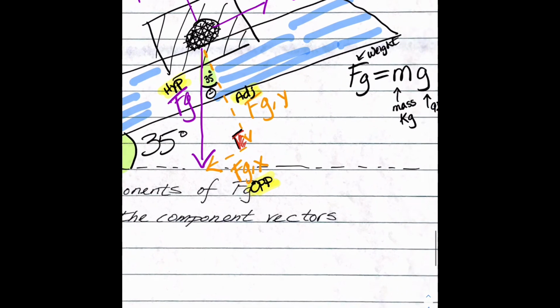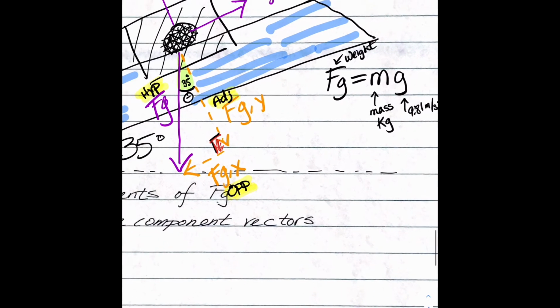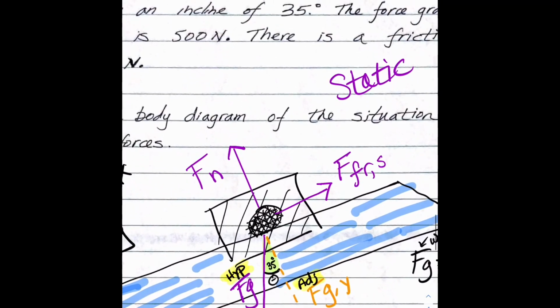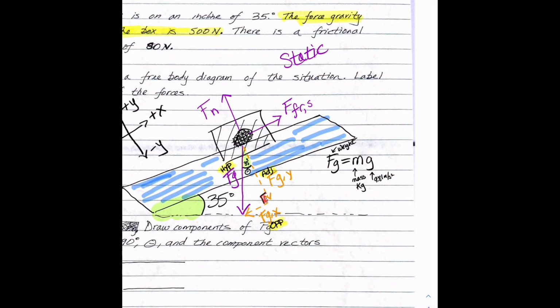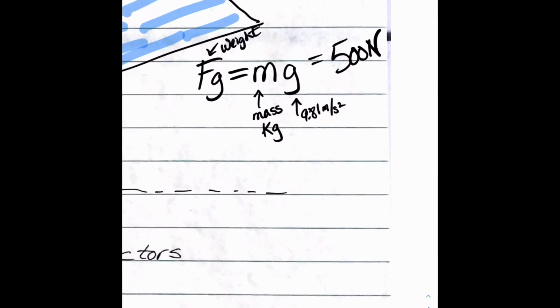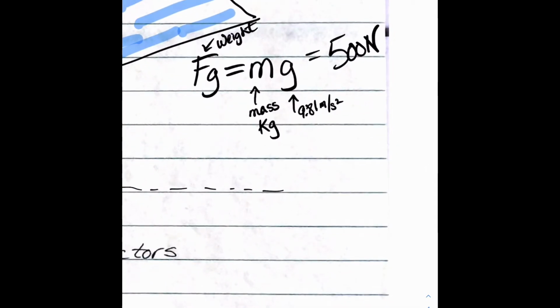What did I want to say here? FG is mg. So are we given the mass? We should be. It says the force gravity of the box is 500 newtons. So they're actually telling us what force gravity is. We don't have to calculate it. That's nice. But I could guess what the mass is if I really wanted, right? This is 500 newtons. If I had to guess, m times 9.81, and 9.81 is about 10.